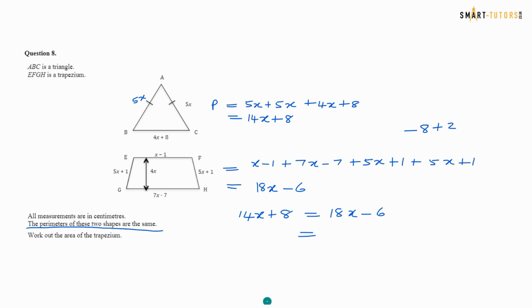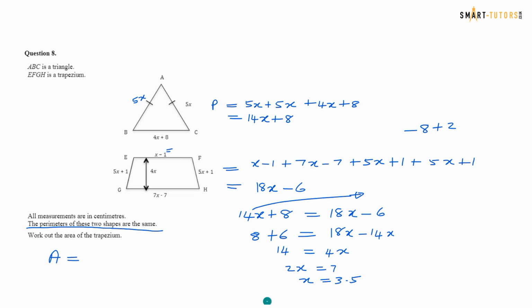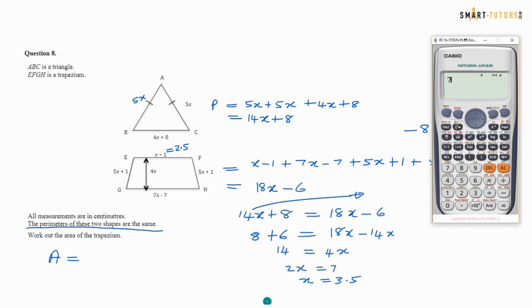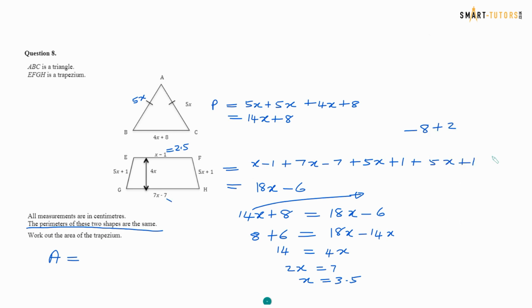So you rearrange the formula: 14x goes to the other side, becomes minus 14x, taken away from the 18x, so 18x minus 14x, and 8 plus 6 is 14 here, and here 4x. So 2x equals 7 and x equals 3.5. So they're asking to work out the trapezium's area. So 3.5 means this is going to be 2.5 because of the minus 1, and for this you need a calculator quickly. 7 times x minus 7, which is 7 times 3.5 minus 7, which is going to be 17.5.